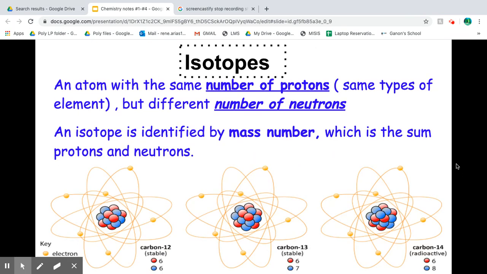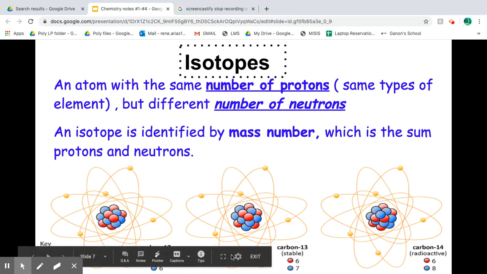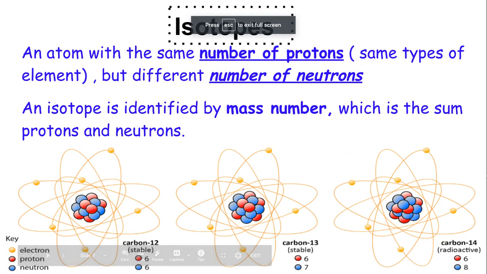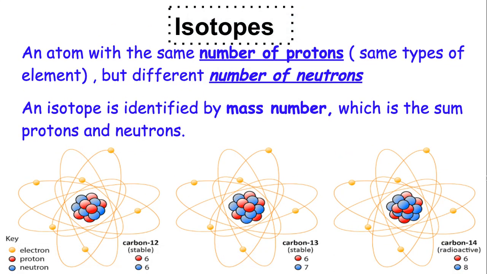There's a word that I want to bring up here because it might come up a couple of times. This is the concept of an isotope. An isotope is a compound which has the same number of protons but a different number of neutrons. Okay, so let's think about that.